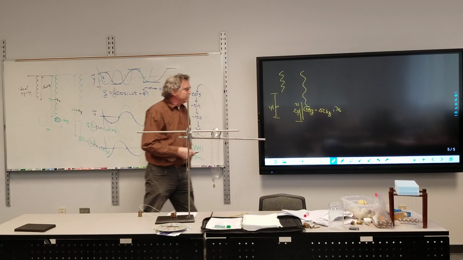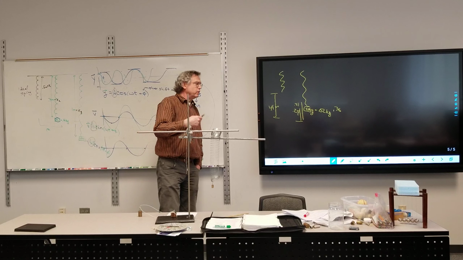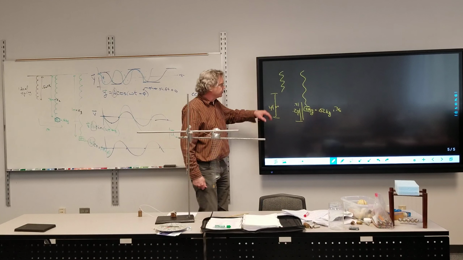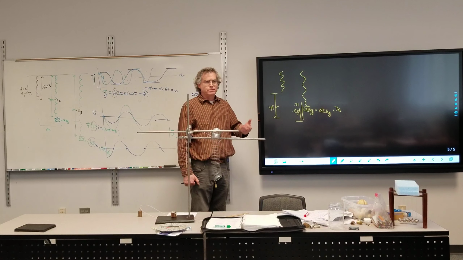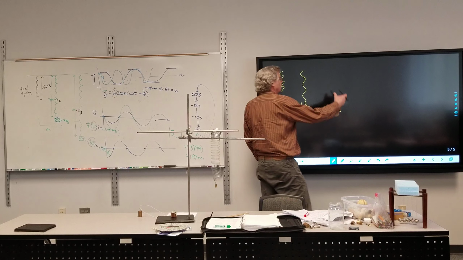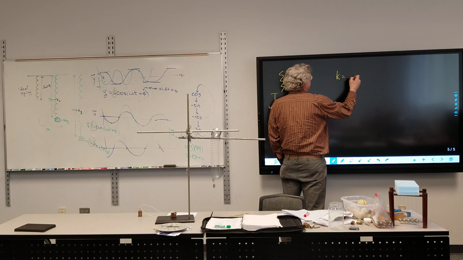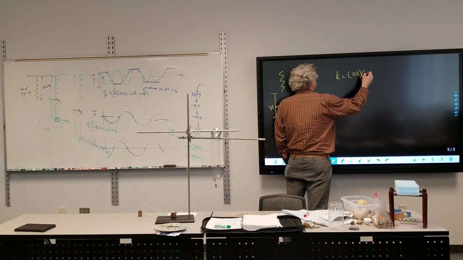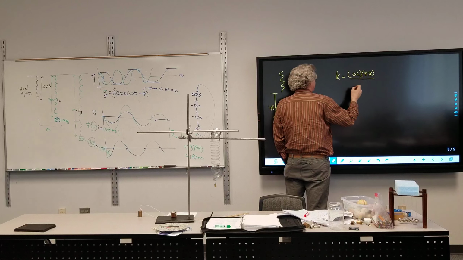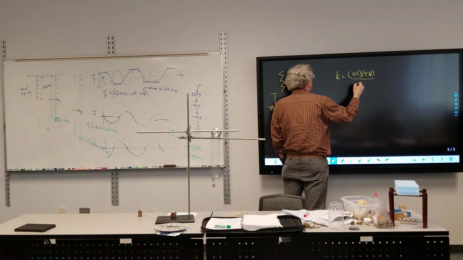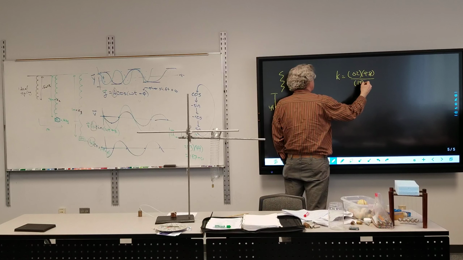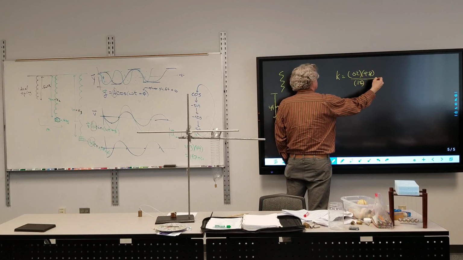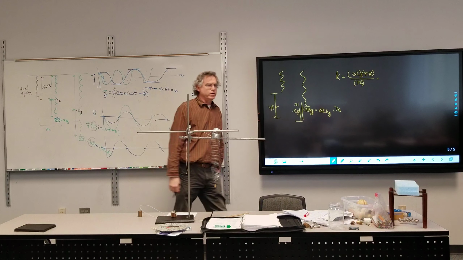So putting on a 0.02 kilogram mass will stretch it 19 centimeters. The spring constant, therefore, is the weight, 0.02 times 9.8, divided by how far it's stretched, which is 0.19 meters. And what is the spring constant?